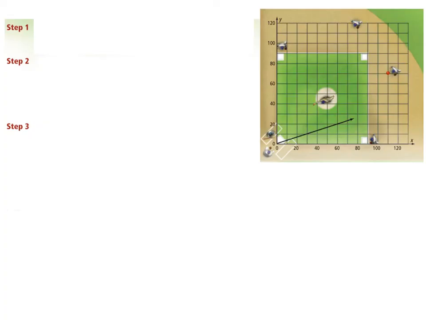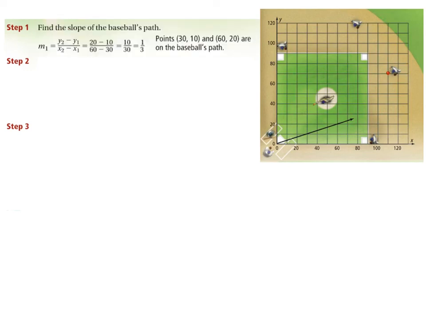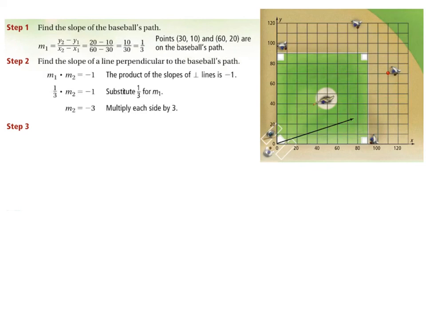So what does this look like? Well, first of all, you want to find the slope of the ball's path, which if you calculate it using two of the points, you've got this point 30, 10, you've got this point 60, 20. You could have also used 0, 0. You'll see that it works out to be a slope of 1/3. Every one that you go up is 3 to the right. So it's got a slope of 1/3. Well, that means that you want to use the negative reciprocal, and the negative reciprocal of 1/3 is -3.